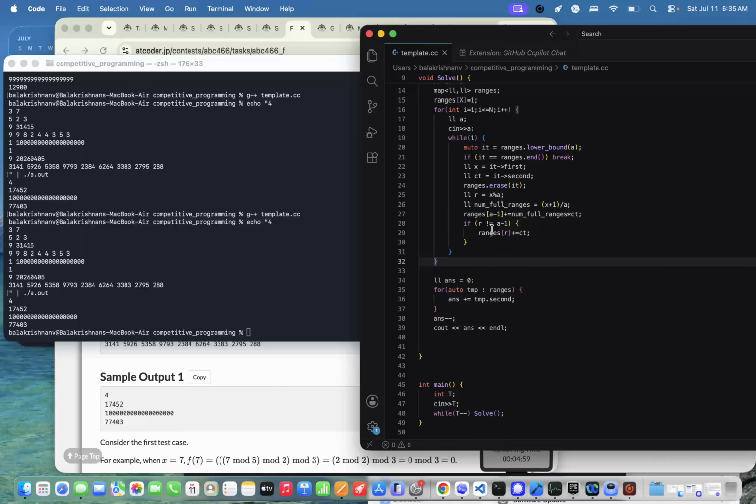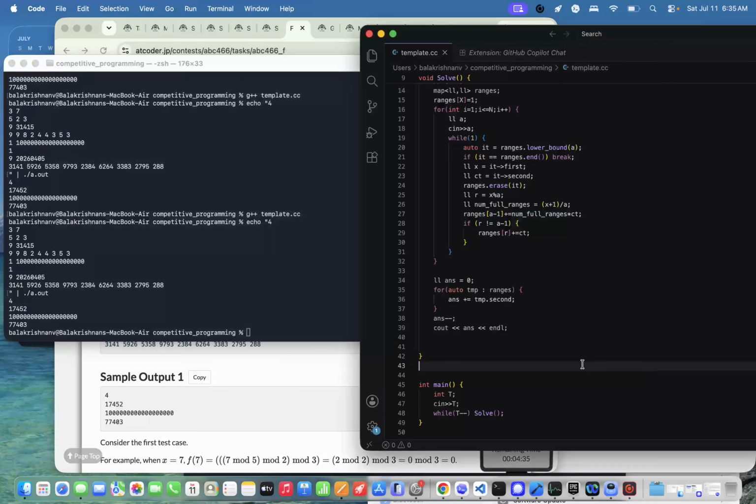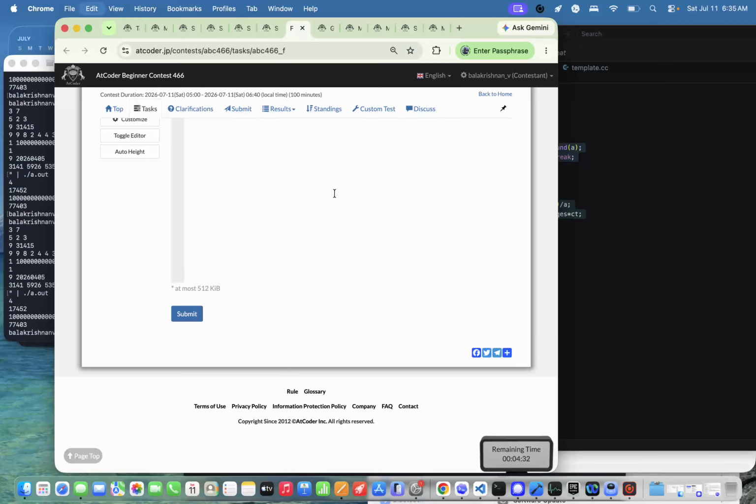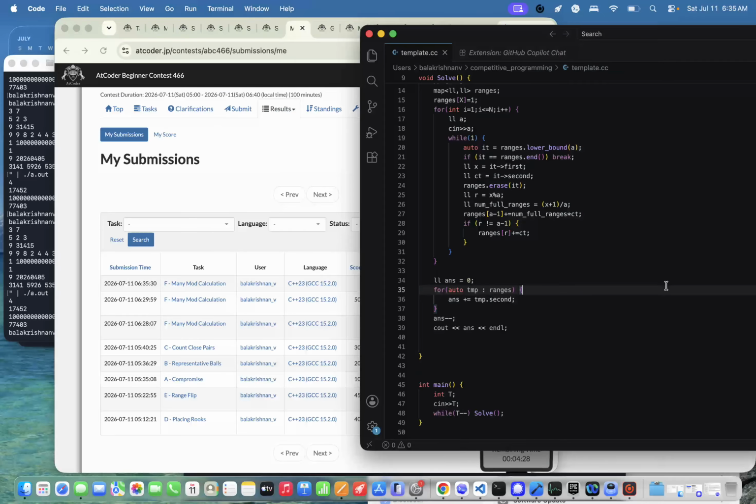So all we are doing is just updating the ranges in place, finding the smallest value which is greater than or equal to a, because anything less than a does not get affected. Anything that's greater than a gets broken down into x plus 1 by a full ranges, and then the final remainder r gets a ct, and ct is this count here. Okay. This should be simpler to understand.